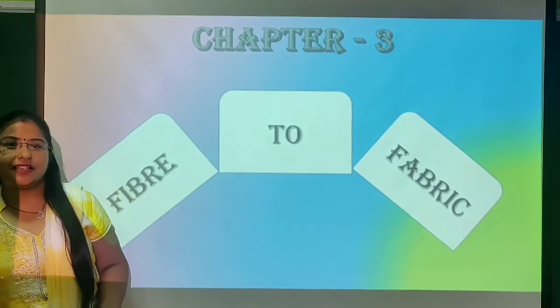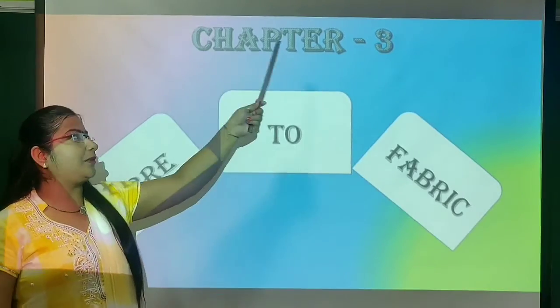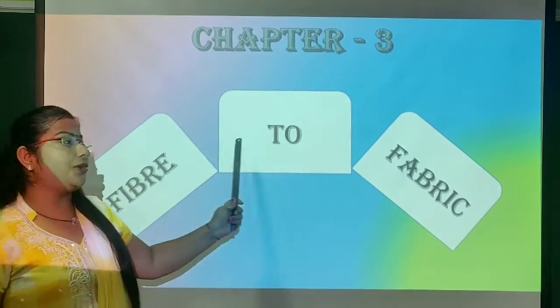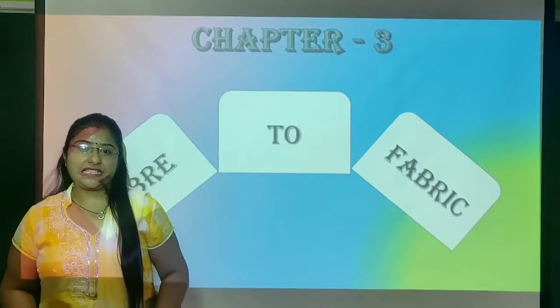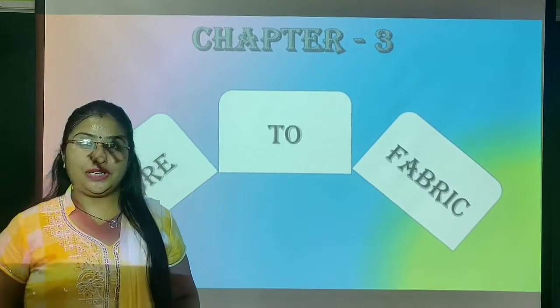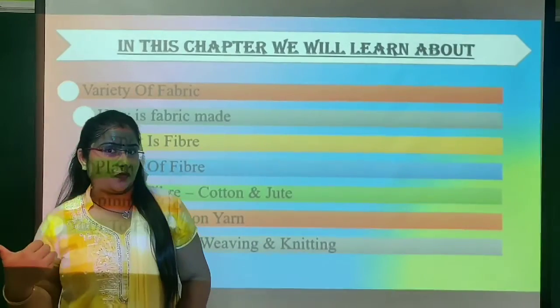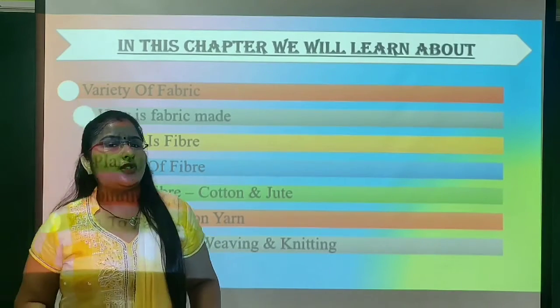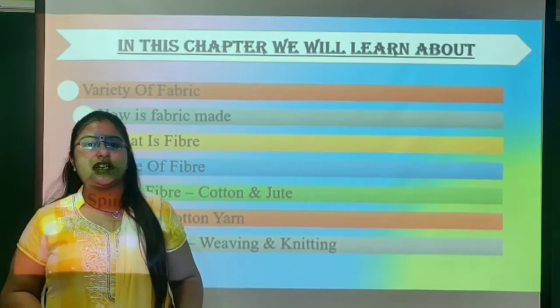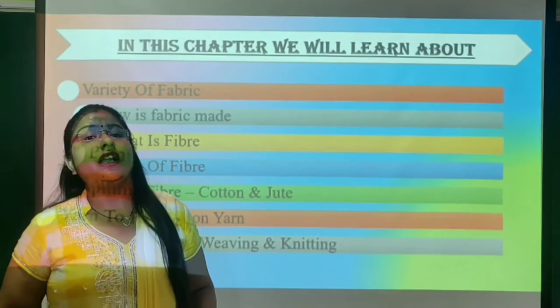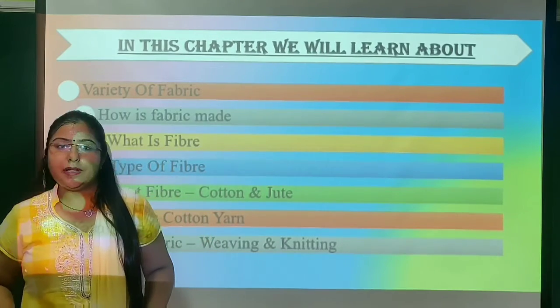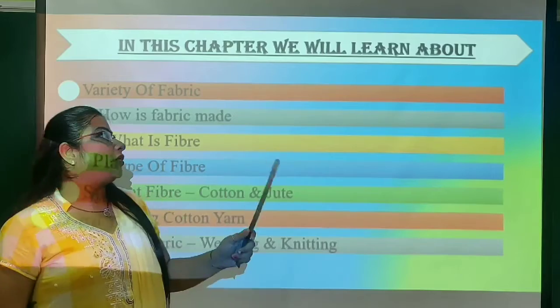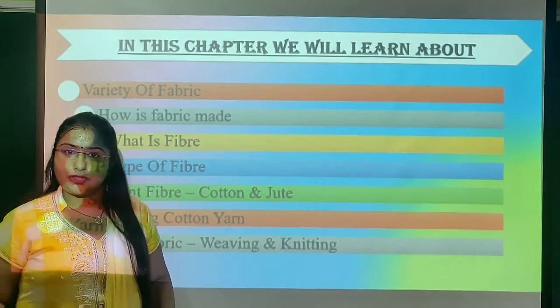Today we will start our new chapter, that is chapter number 3, Fiber to Fabric. Do you know the basic needs of human beings? There are 3 basic needs. First is food, second is clothing, and third is shelter. About food we have already studied. So in this chapter we will talk about the second basic need, that is clothing. So let's see what we have to study in this chapter.